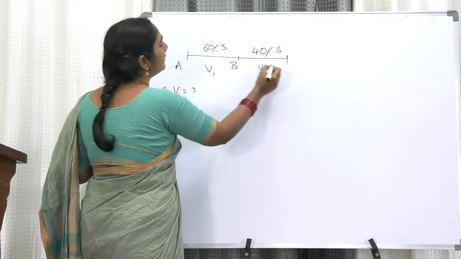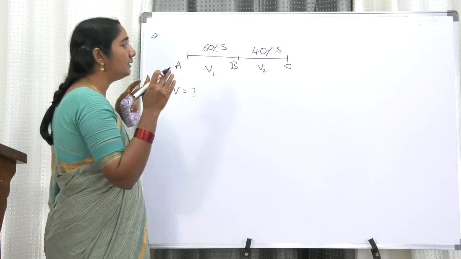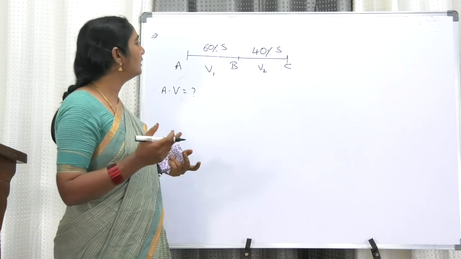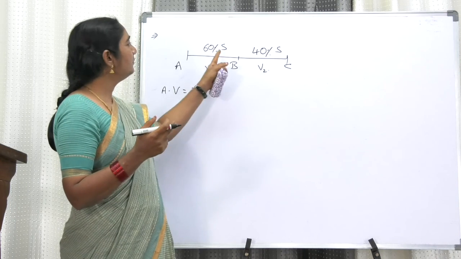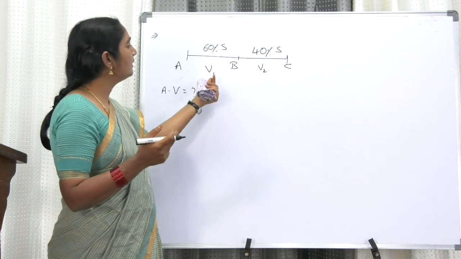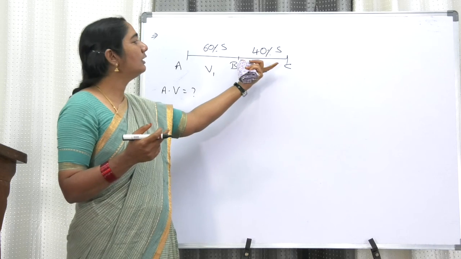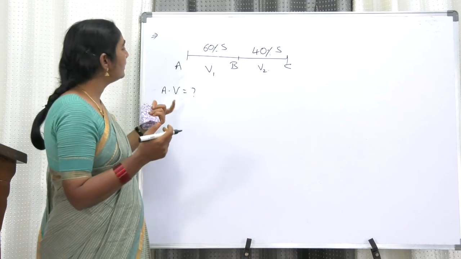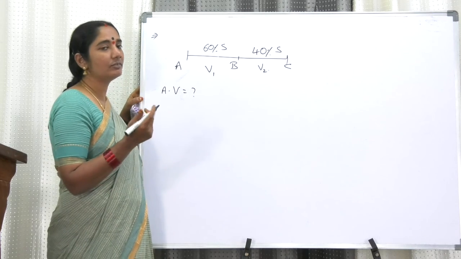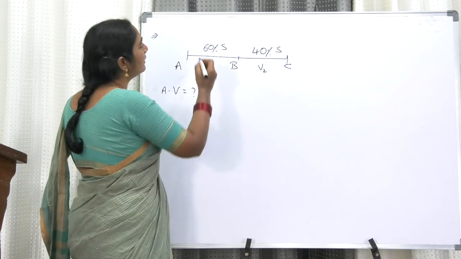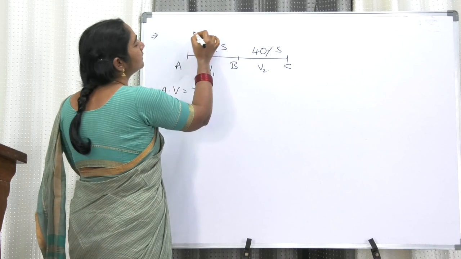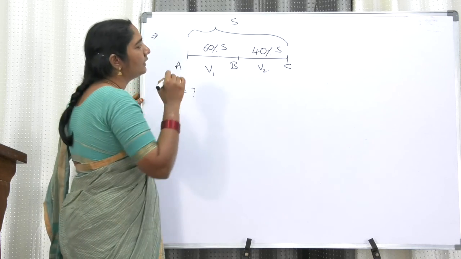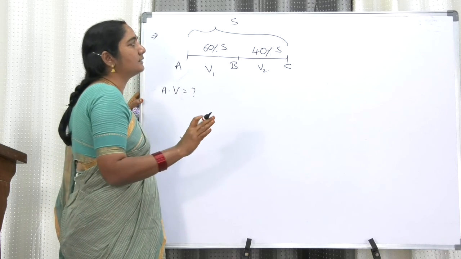Let it be A, B, C. 60% means per 100 of the entire trip the body is going with some velocity v1, and 40% of the entire trip the body is going with velocity v2. Now what is the average velocity? That is the question we have to solve. Now my dear friends, let the total distance be S. So that means 100% is S.